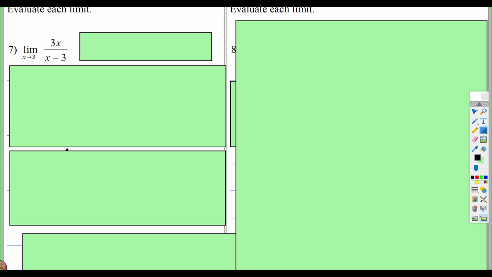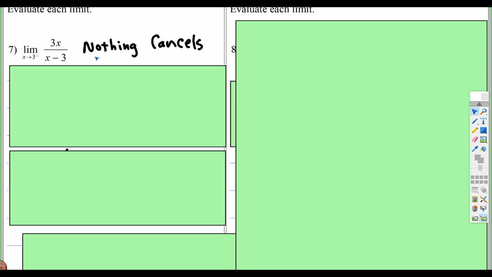Okay, now we have these rational functions that are one-sided. Notice this says the limit as x approaches 3 from the left side, from the negative side. But what do you notice right away, or should notice? Nothing cancels. So these are the ones that we talked about. When nothing cancels, that means it's headed towards an asymptote. But what we want to know is, what is the behavior doing on the left or right? And in this case, it's the left.